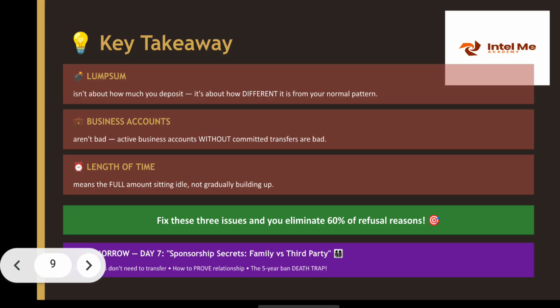Yes. Now, the key takeaway from everything is that lump sum is not just about how much you deposit. It's about how it correlates with your previous transactions. For some people, 100M, small thing. For some people, 10M, a lot. So you need to look at the normal transactions you do even before you decided to start immigration or to consider it, and find a way to organize your proof of funds. And if there is a lump sum, explain it. The lump sum is not the problem. Explaining it is where the bottleneck is.